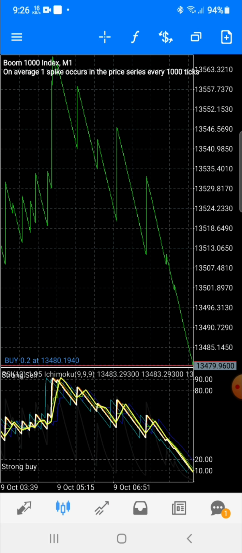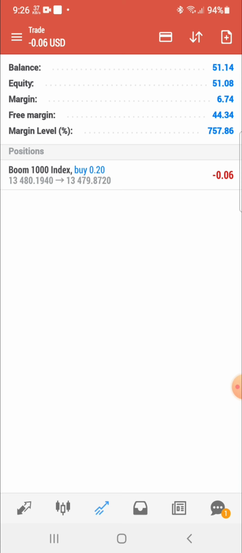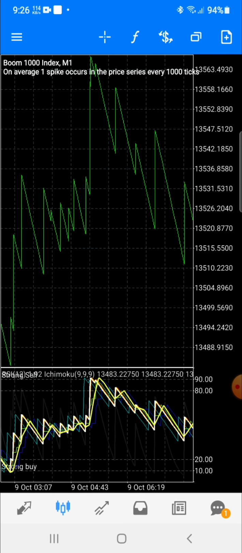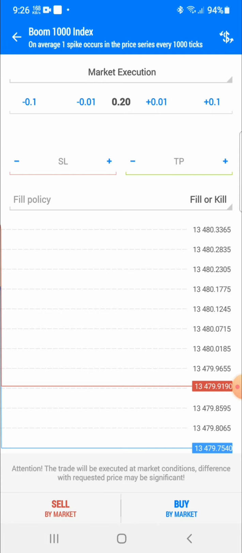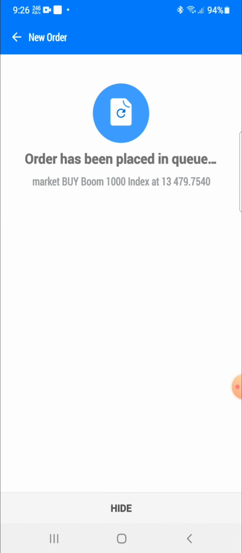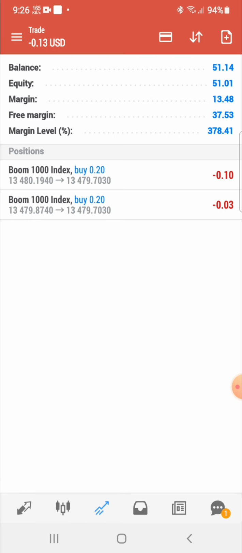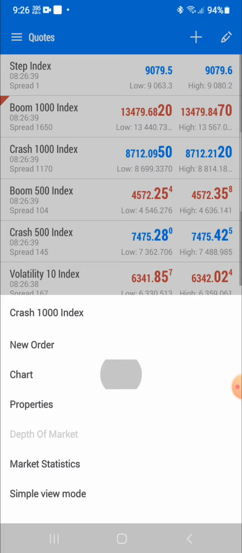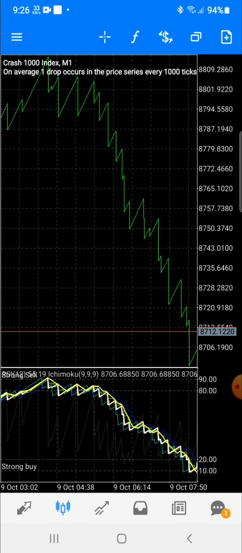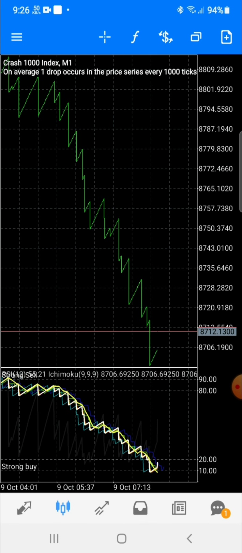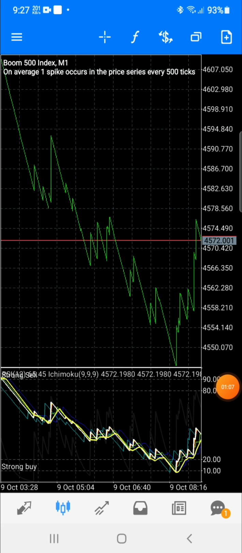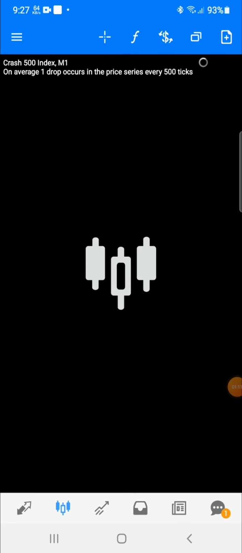So basically what you just need to do is implement these indicators, and you buy when it's at the 10 level and you want to sell when it's at the 90 level. All right, so when you've added these indicators, it's basically simple. Just use the 1 minute time frame and look for an entry when it's at the 10 level and you enter for a buy. That's for Boom. You enter for a buy on Boom, and you enter a sell on Crash.